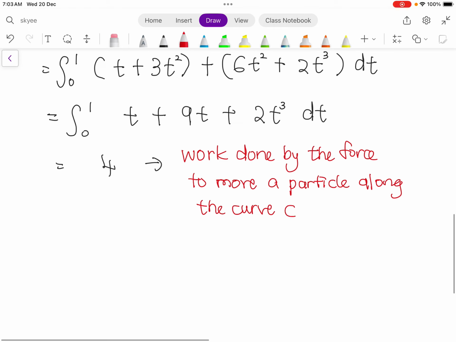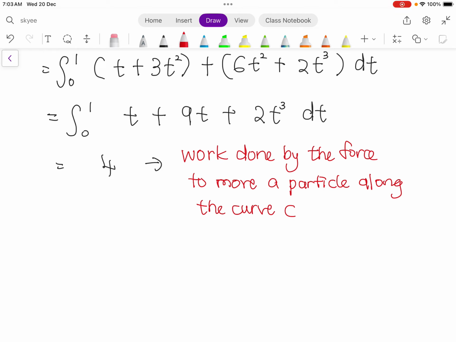Along the curve C. So you can move the particle along different types of C. Different types of C might give you different work done. But if the work done that you get from different paths is the same, we say that the force is conservative.